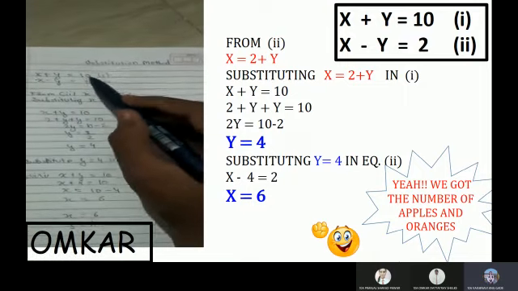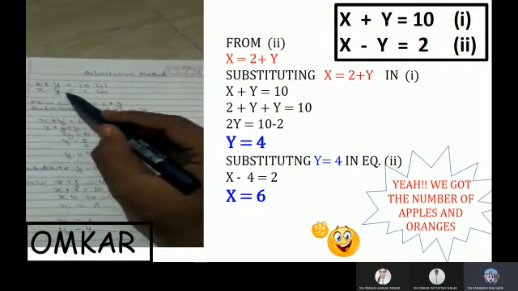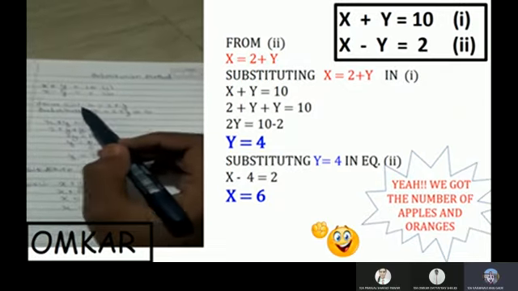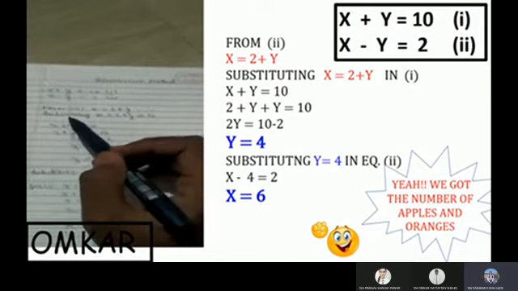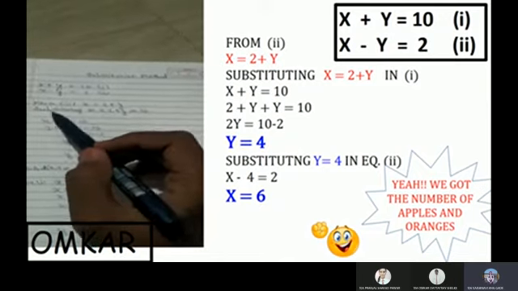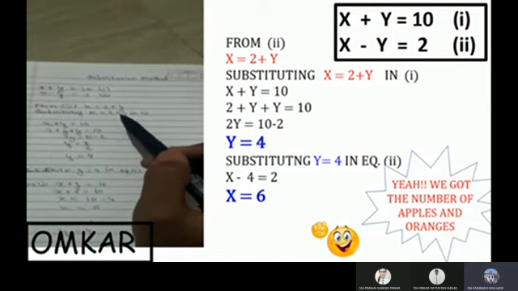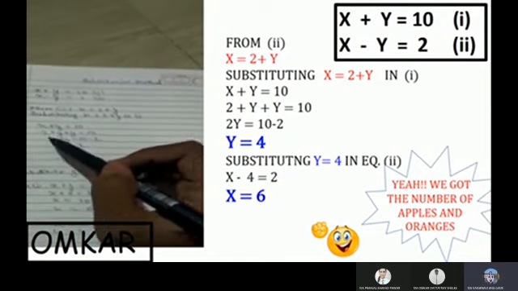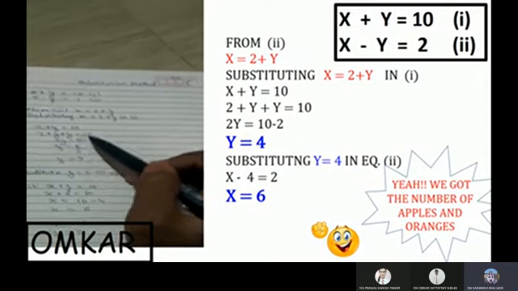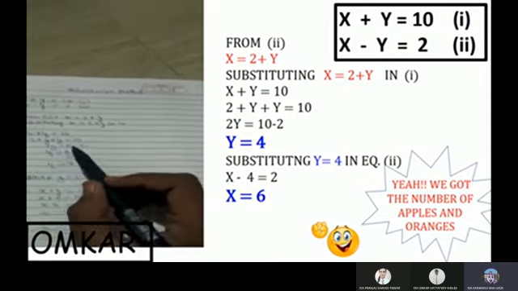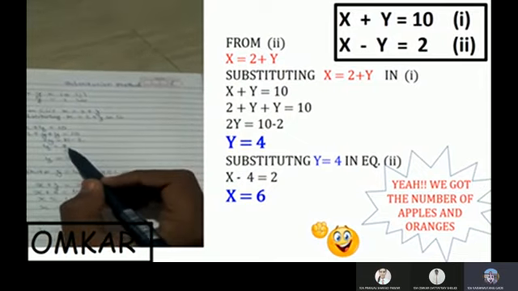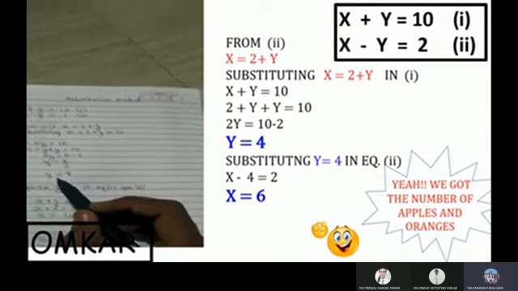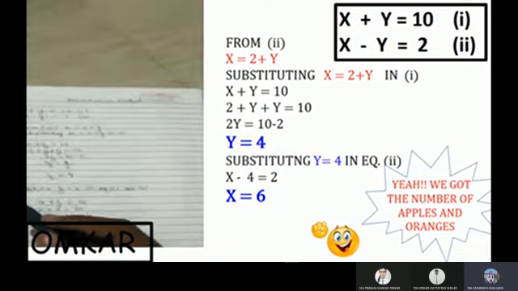x plus y is equal to 10, first equation, and x minus y is equal to 2, second equation. From the second equation, x is equal to 2 plus y. We will solve by substituting x is equal to 2 plus y in the first equation. x plus y is equal to 10. 2 plus y plus y is equal to 10. 2y is equal to 10 minus 2. y is equal to 8 divided by 2. y is equal to 4. That is, the value of y is 4.